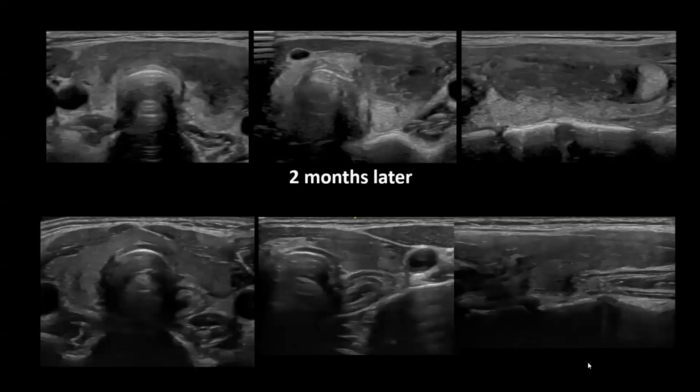2 months after the initial ultrasound, the previously noted hypoechoic lesions had completely resolved. Considering both the FNA results and sonographic changes, a diagnosis of subacute thyroiditis was confirmed.